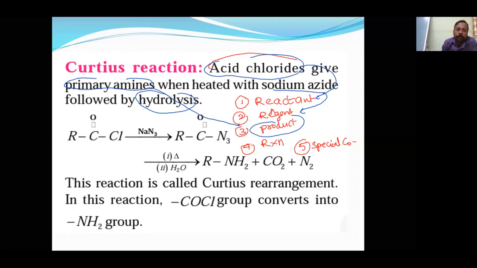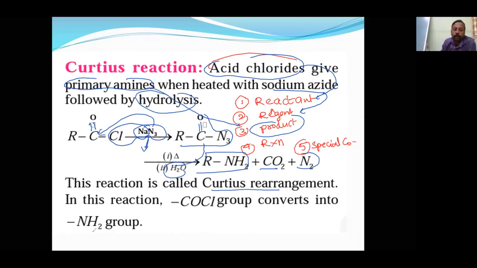So how will you write it? Acid chloride RCOCl when treated with sodium azide, whose formula is NaN3, first gives RCON3. Simply sodium and chlorine are eliminated and N3 is substituted here. Then after heating, N2 will be lost, and CO2 will be lost from the water molecule, and hydrogen will be substituted here. So we get the primary amine. The reaction is also called Curtius rearrangement because COCl is converted into NH2.